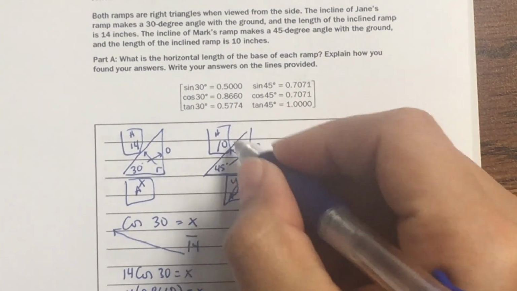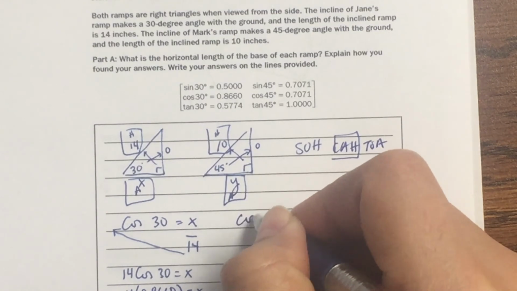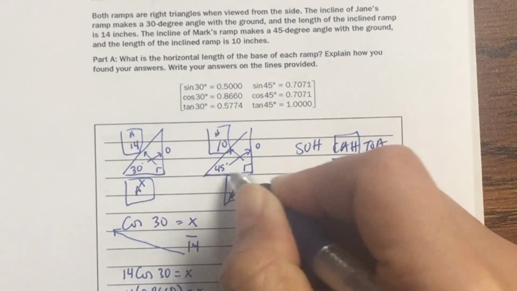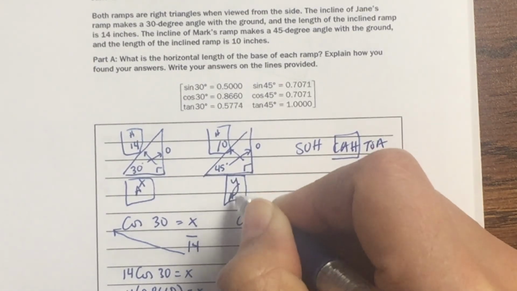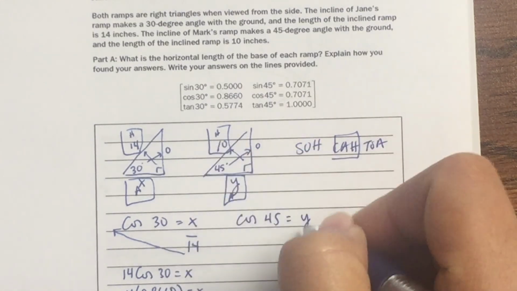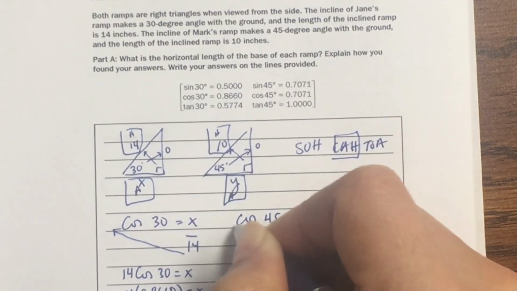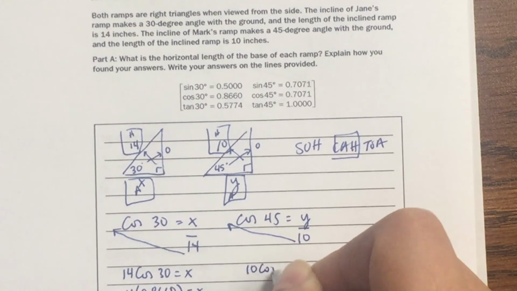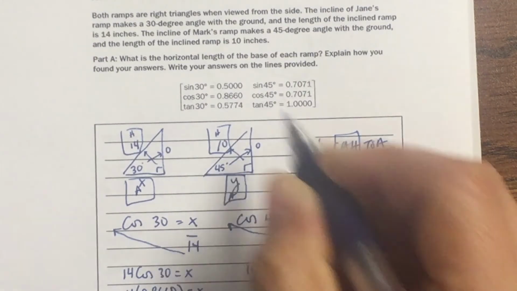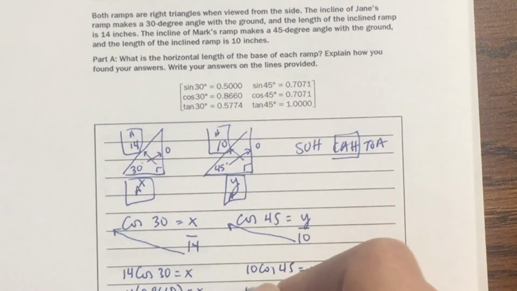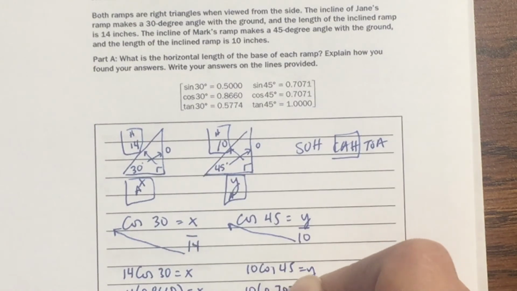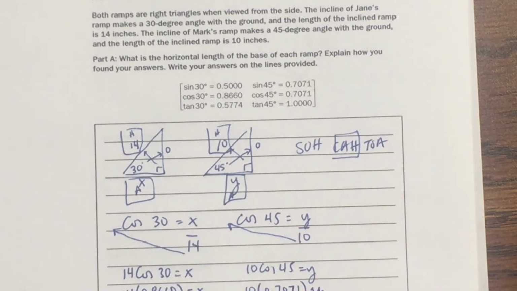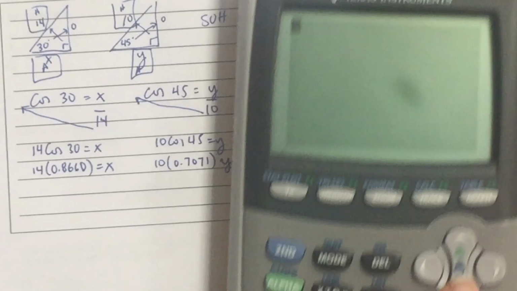All right. And then this one, still A and H. So cosine of 45 is equal to A, which is Y, over H, which is 10. So take the number to the front. So that's going to be 10 cosine 45 equals Y. And cosine of 45 is 0.7071. All right, so let's just put those in the calculator.